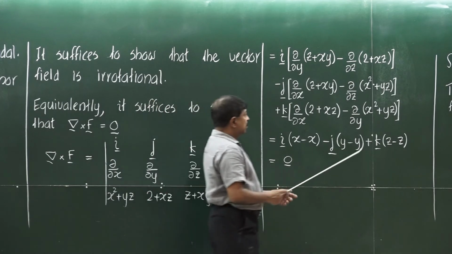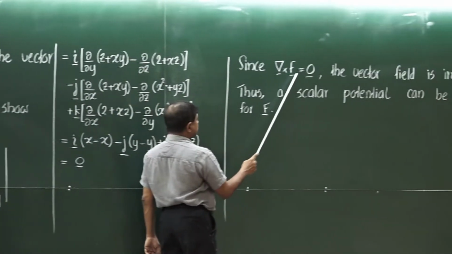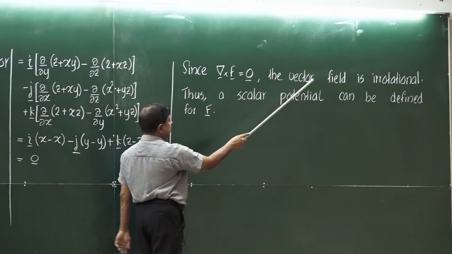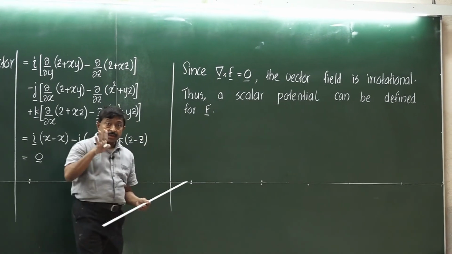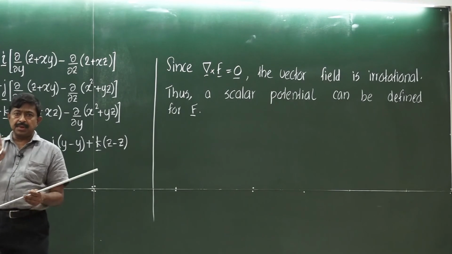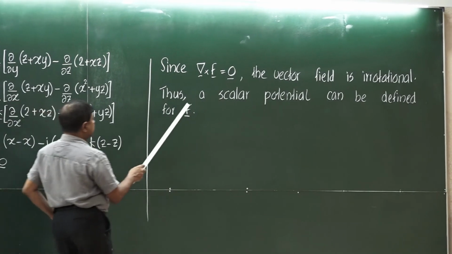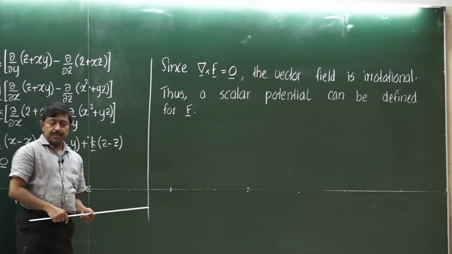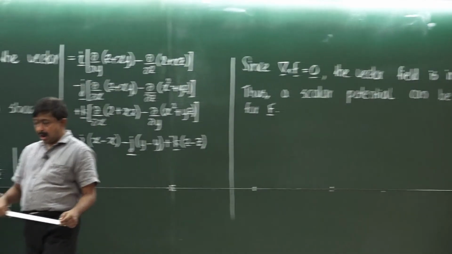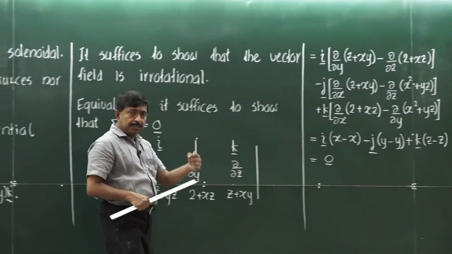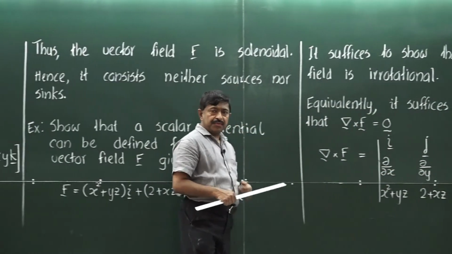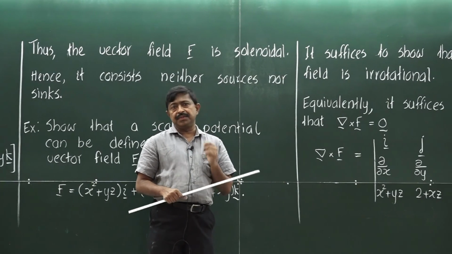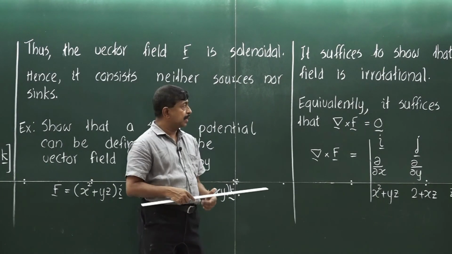That means, since the curl of f is 0, the vector field is irrotational. A vector field being irrotational implies that you can attach a scalar potential to the vector field. So, in the next video we try to determine the potential function once an irrotational vector field is given. Okay. Thank you.